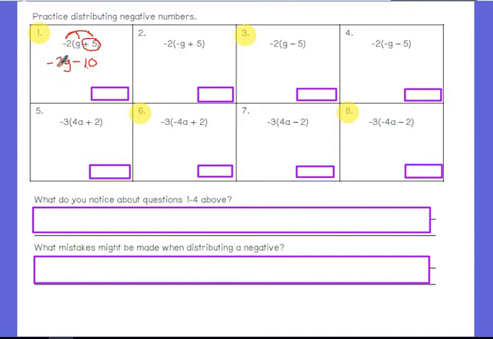And I look at my two terms. Remember, terms are separated by plus and minus signs. I see I have a term here, this last name's G, this last name is a constant. They cannot combine because they don't have the same last name. So this is simplified. That would be your final answer.